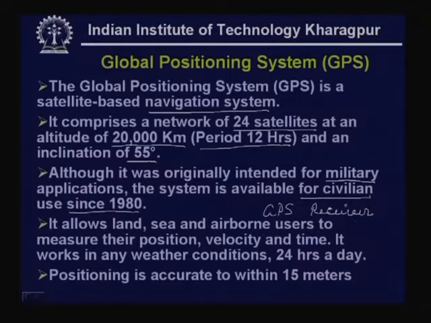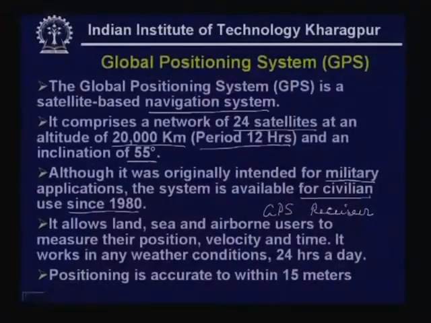So, a GPS receiver has been found to be a very invaluable tool to the captain of an airplane, to the captain of a ship, and very soon it will also be used by people traveling on road, vehicular traffic. So, every car owner, every ship owner, every pilot in an aircraft will have such a receiver. And not only the position, the velocity and time can be very accurately measured, and the accuracy can be within the range of 15 meters. And that is the reason why it is one of the most widely used satellite systems for measuring position, velocity and time.